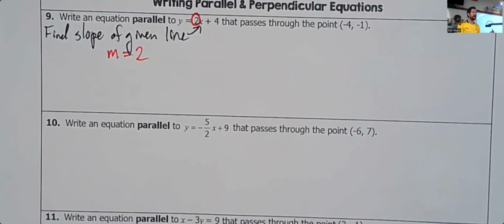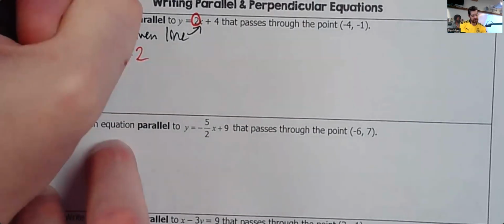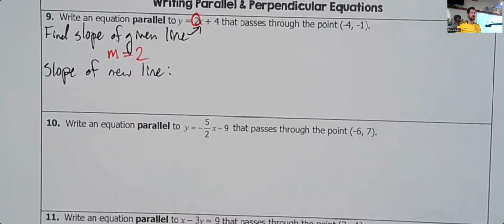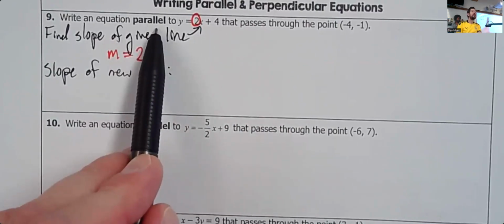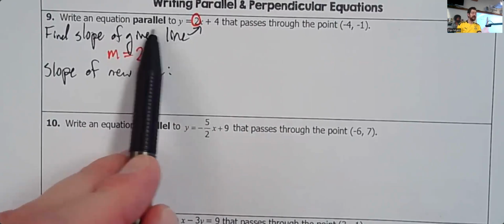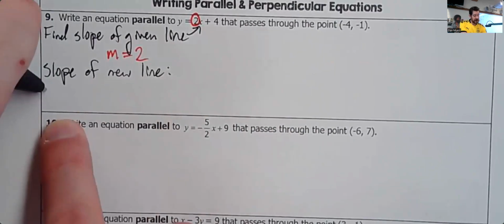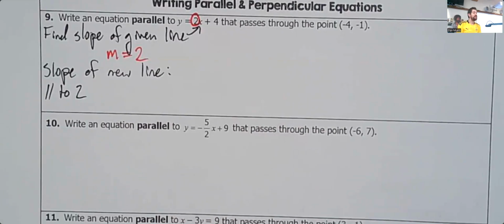Once you have the slope of the given line, you need the slope of the new line. And what's the relationship between the two lines? What does it say about the two lines? They are parallel. So the slope of the new line needs to be parallel to 2.